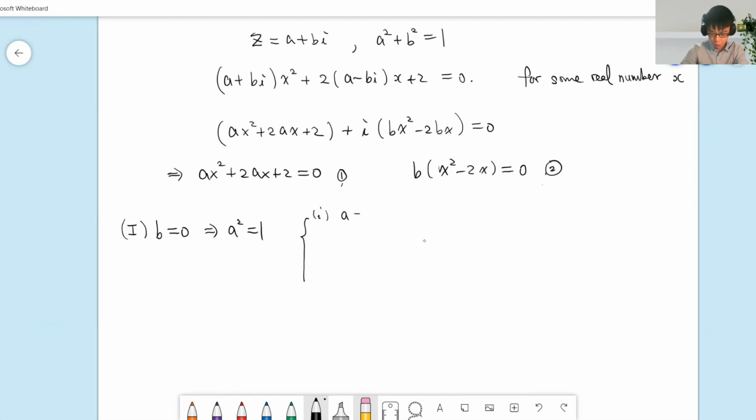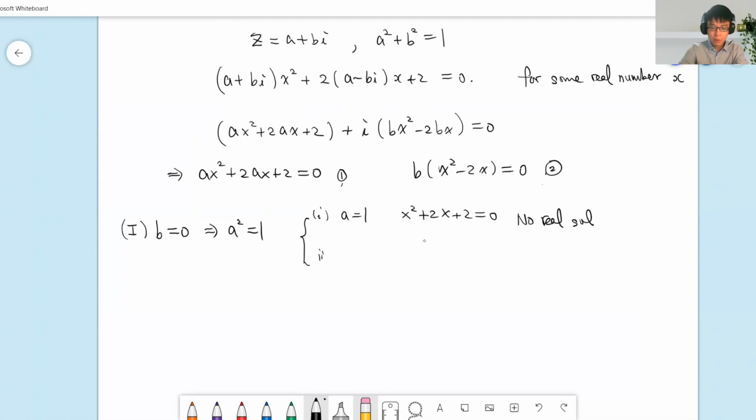Let's discuss the two cases. In the first case, we have a equals 1. If a equals 1, let's look at the first equation. We have x squared plus 2x plus 2 equals 0. However, it's easy to check there's no real solution. The discriminant is negative, so no real solution. So we cannot have a equals 1.